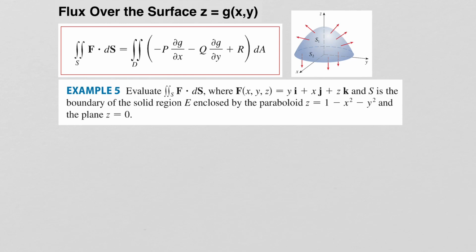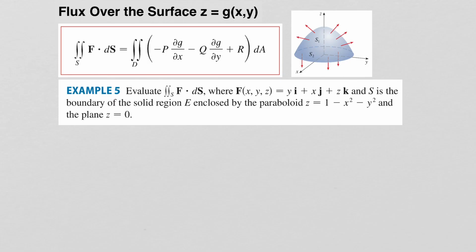Now, if we wish to find the flux over a surface described by z equals g of x y, we can use this formula. So the double integral of F dot dS over S is equal to the double integral of this expression. This expression simply comes from taking the dot product of the vector field with the cross product of your r vectors, but the parameterization is now x equals x, y equals y, and z equals g of x y. So let's go ahead and take a look at this example.